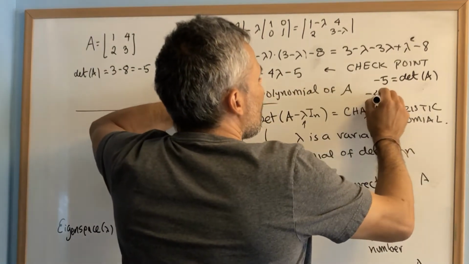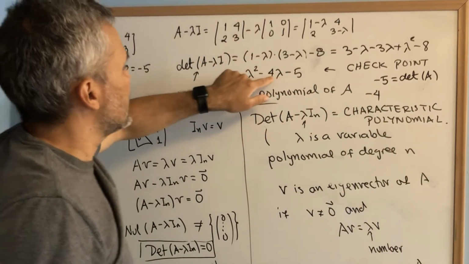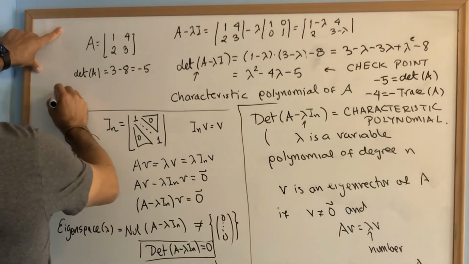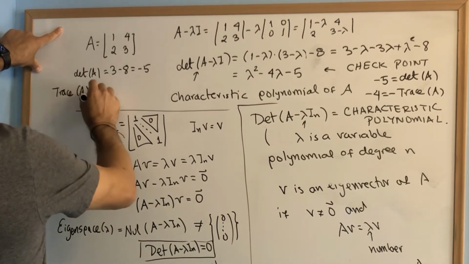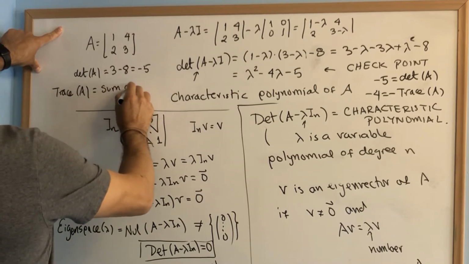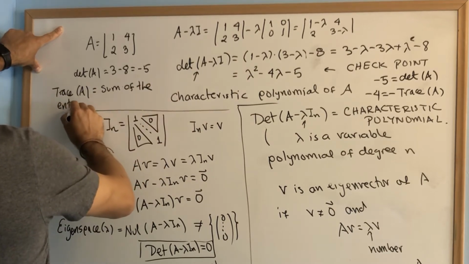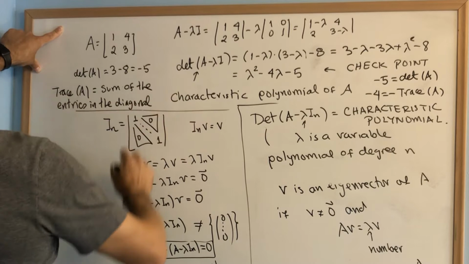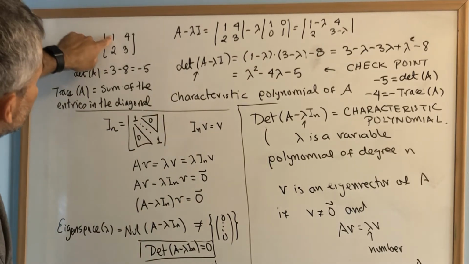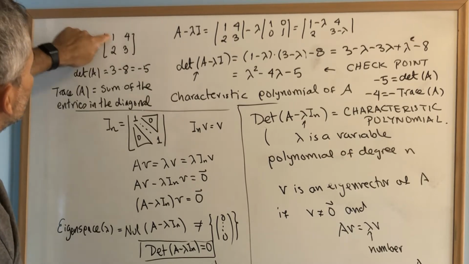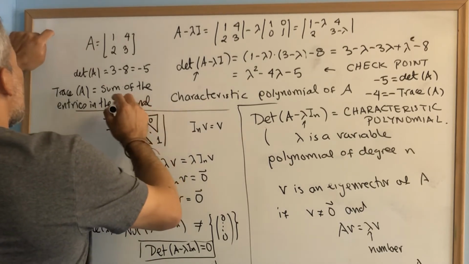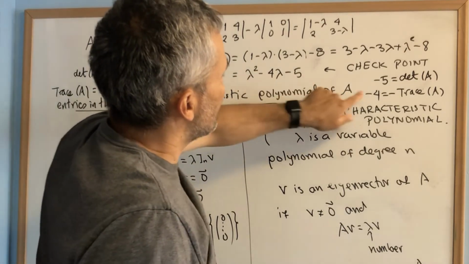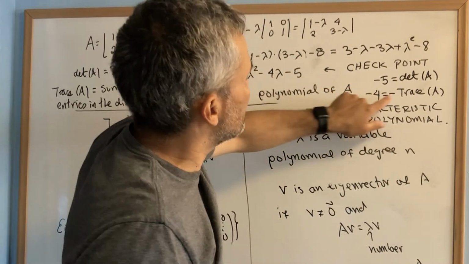And this number, negative 4, which is the coefficient of lambda, must be equal to negative the trace of A. By the way, the trace of a matrix is just the sum of the entries in the diagonal. In this case, remember that we usually refer to this diagonal that goes from the top left to the bottom right. Then in this case, the trace is going to be 1 plus 3 is 4. But here we have a negative 4 because this coefficient must be negative the trace.